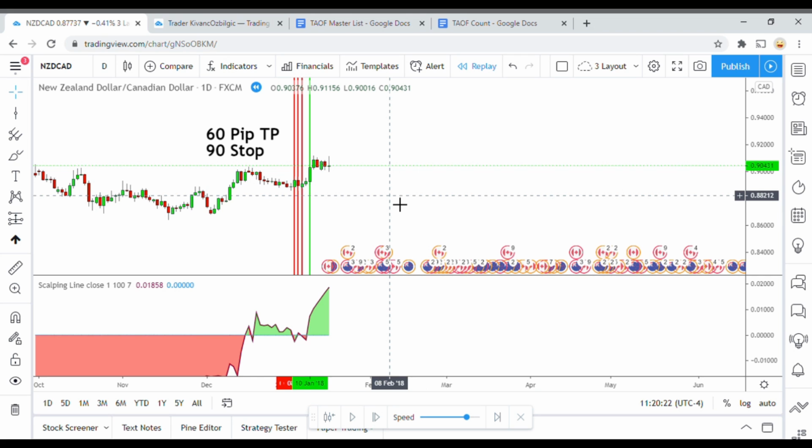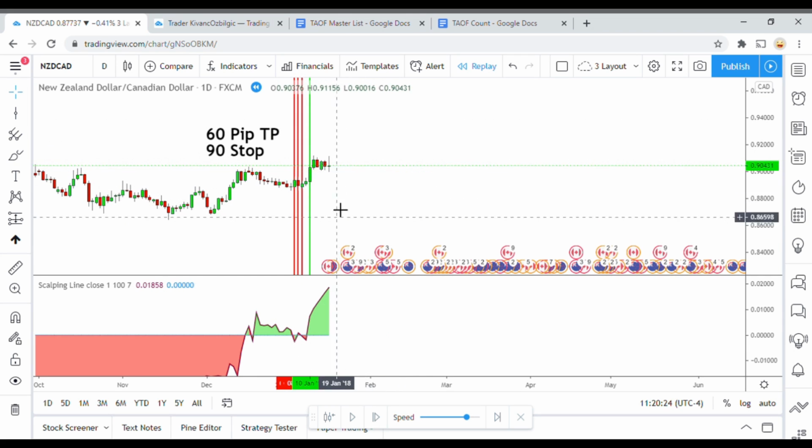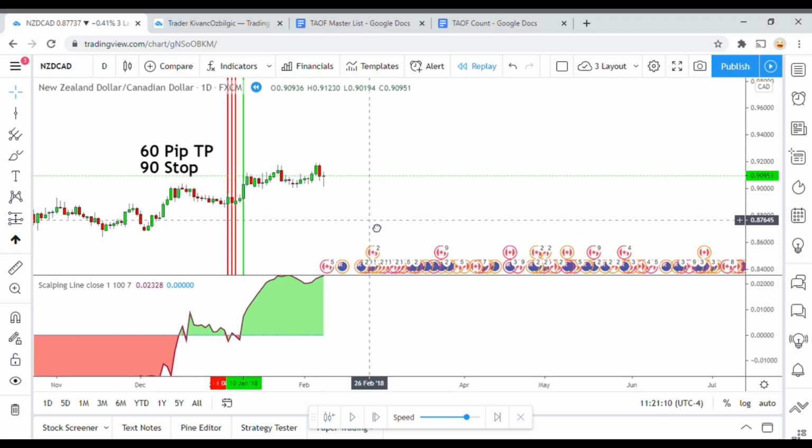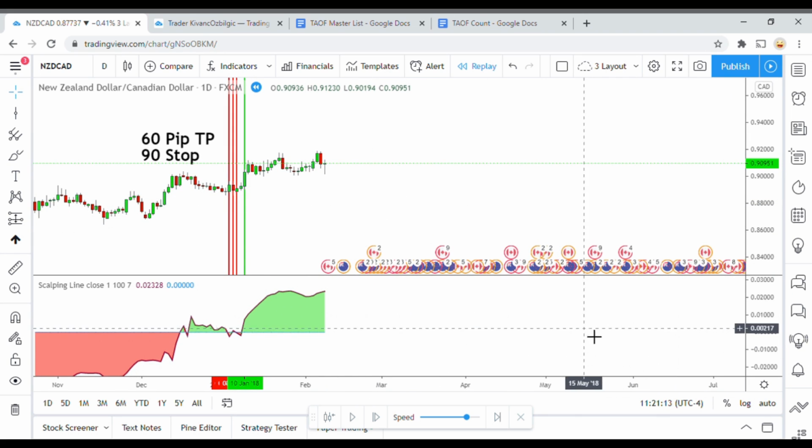Now, again, it's not going to work 100% of the time. Calling out support and resistance is not going to work 100% of the time. It is something that you have to develop that works more often than not.